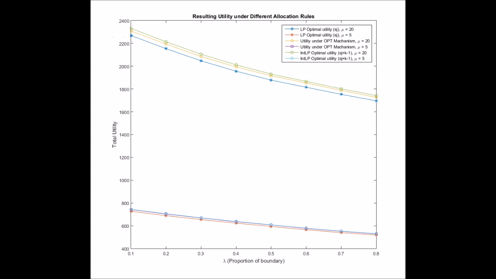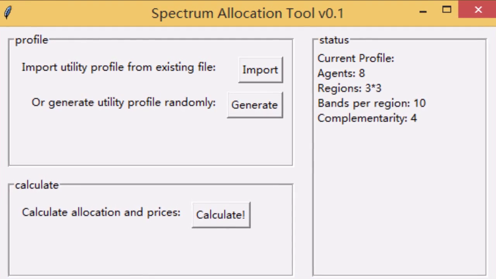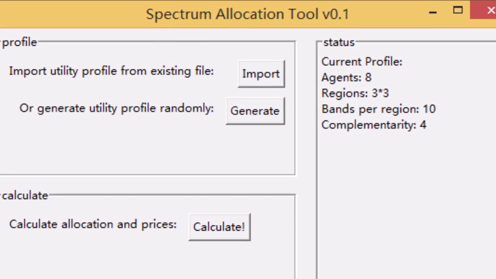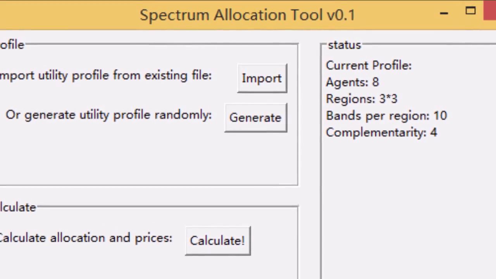The analysis shows that our mechanism gives satisfying results. The resulting total utility is close to the optimal one. Finally, we realized the allocation algorithm in Python and built a nice GUI tool.